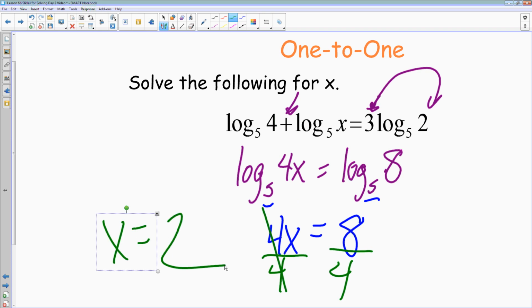If you're ever uncertain, you can always do a check. You could plug the 2 back into the x. Log base 5 of 4 plus log base 5 of 2 would become log base 5 of 8, because the product property allows us to multiply there. And putting the coefficient on the power, 2 cubed is 8, so log base 5 of 8 equals log base 5 of 8. So x equals 2 is our solution.